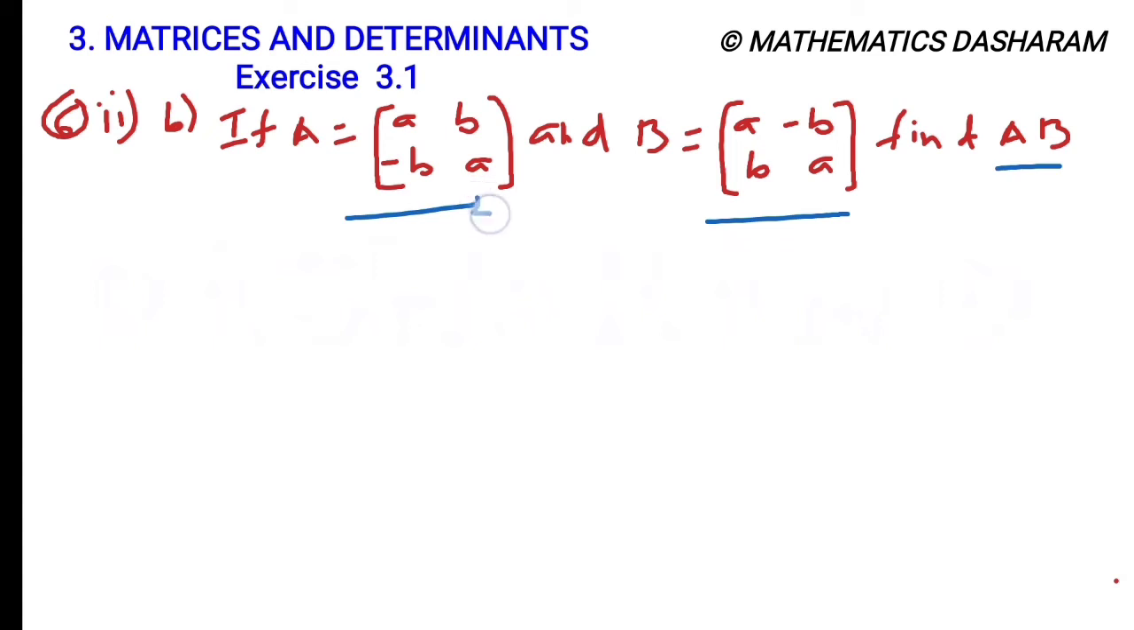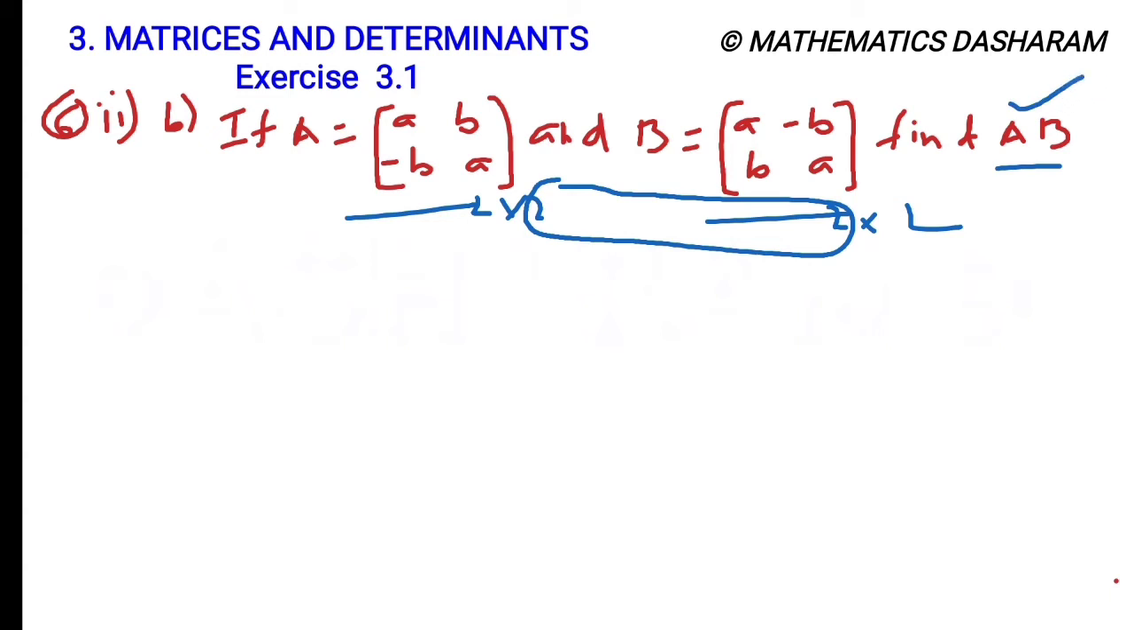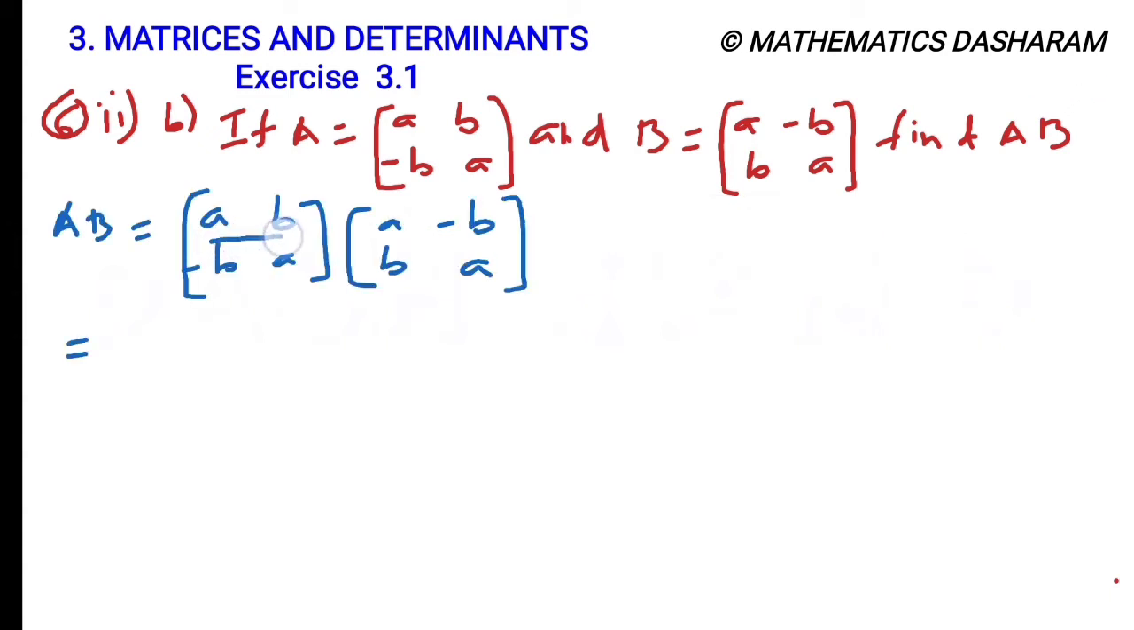So here the order is 2 by 2, here also order 2 by 2. Number of columns in the first matrix is equal to number of rows in the second matrix. So then product is possible. Let's do the product. So here first row with the first column, so A into A plus B into B.